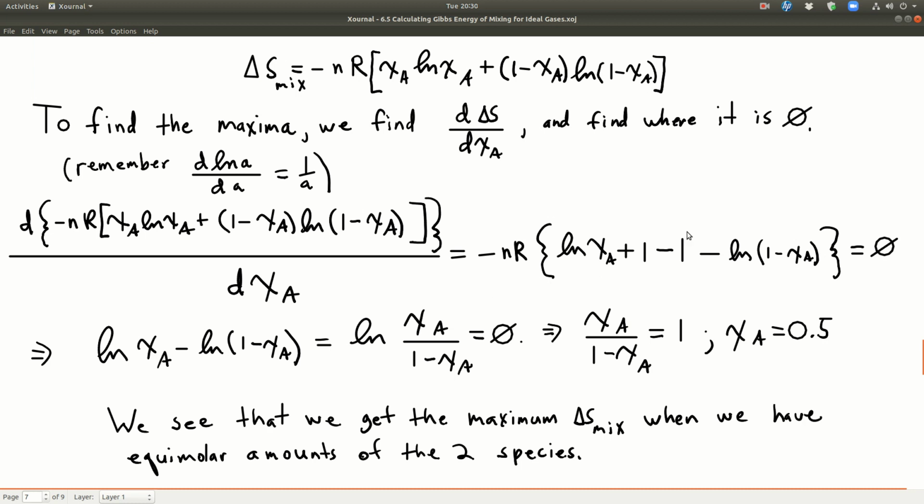So what we have left is the natural log of the mole fraction of A minus the natural log of 1 minus the mole fraction of A, which we can just write as the natural log of the mole fraction of A over 1 minus the mole fraction of A. Setting that equal to 0, we know that the natural log of 1 is equal to 0, so this here has to equal 1. And when we solve that for the mole fraction of A, we see that the mole fraction of A is 0.5. So the maximum entropy of mixing is when we have equal molar amounts of the two species.